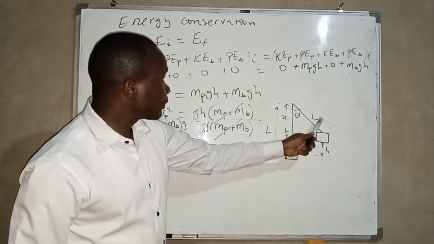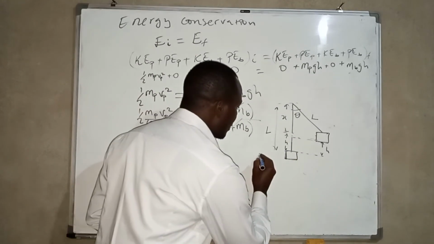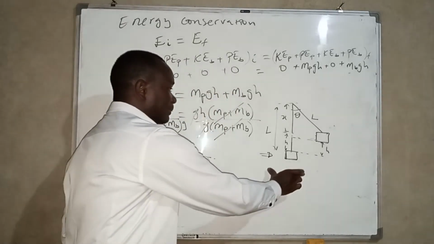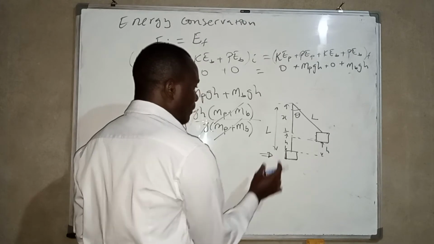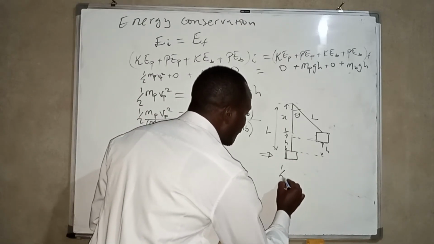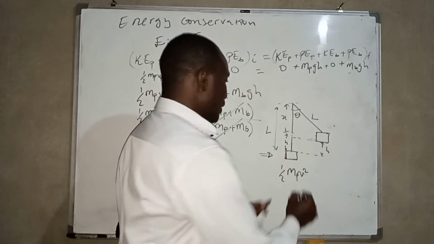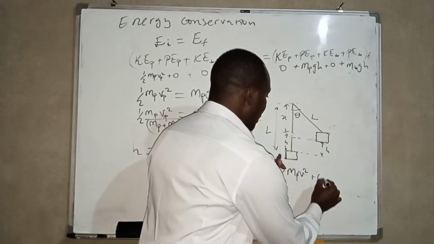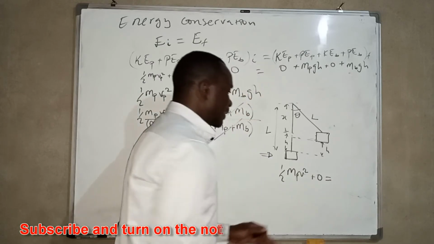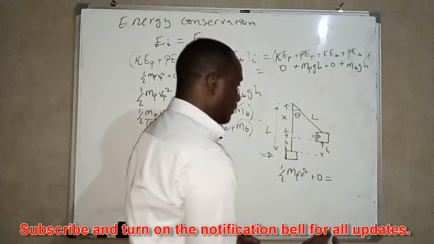Now, from this one, without even going to this, we know that there is a value that is moving in this direction. We can simply say this one, the mgh, this side we just have half mp vp squared, because it's the only one that is moving. This is 0, because it is not moving. Then this must give us this one. When it sticks in this one, it is going to have a combined mass.